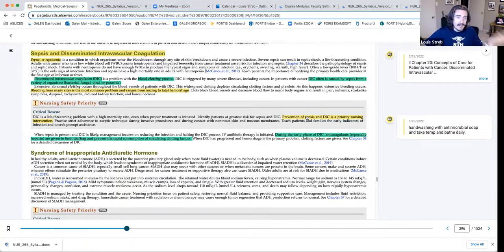So if prevention is our priority, then we have to think about that patient teaching. When they actually have the DIC, now we're worried and we're going to have to go in there and treat that with the heparin so we can make sure that we stop that clot and that the blood flow can be restored.